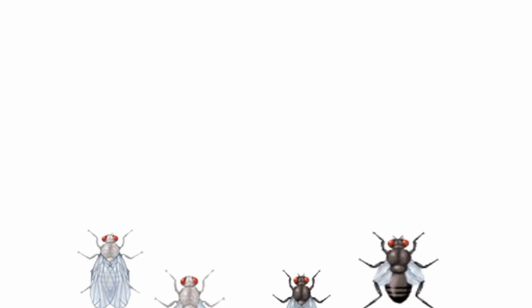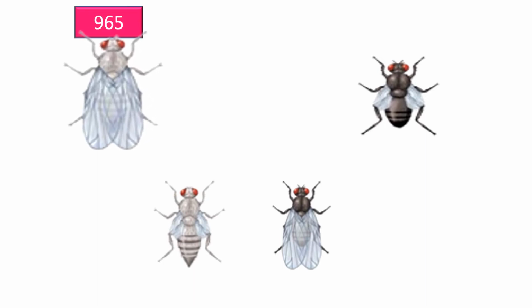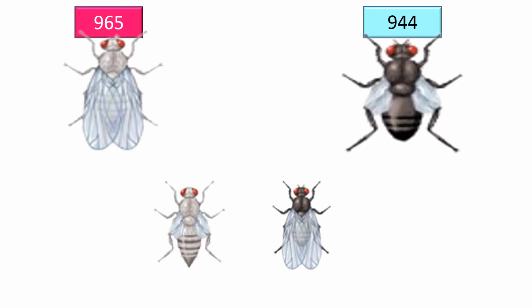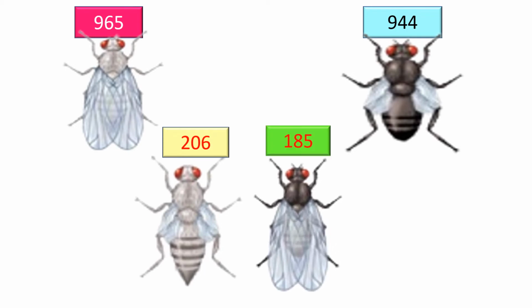Let's pay our attention towards the gametes produced without crossing over, and the flies produced by their fertilization, to clarify Morgan's results. Number of each type of flies resulted in Morgan's crosses: 965, 944, 206, 185. Recombination frequency can be calculated by these numbers.